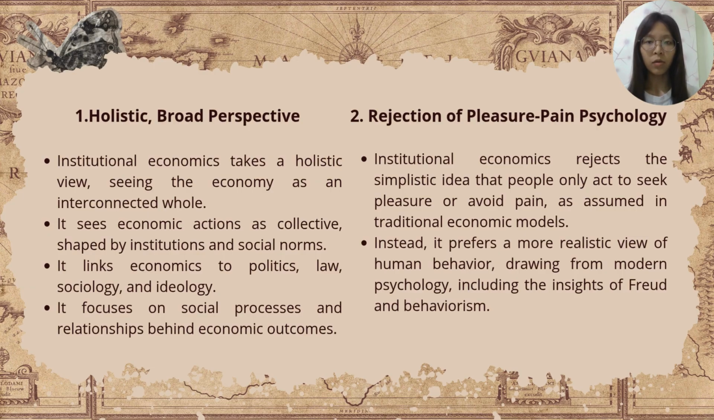And second is rejection of pleasure-pain psychology. Institutional economics rejects the simple idea that people only act to seek pleasure and avoid pain, which is often assumed in traditional economics. They believe this view is too narrow and unrealistic. Instead, they draw from modern psychology, including ideas from Freud and behaviorism, to better understand how real human behavior works in economic settings. This approach sees people as influenced by habit, culture, emotions, and social factors, not just by reward and punishment.